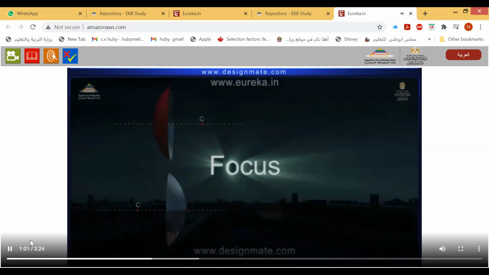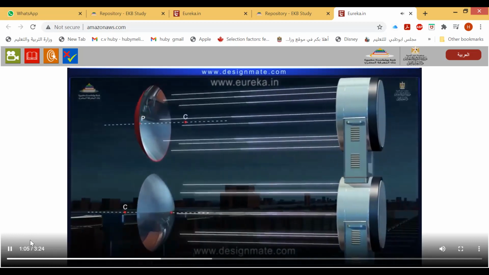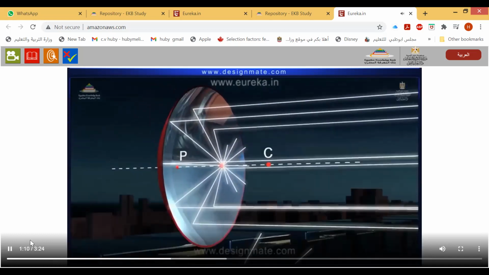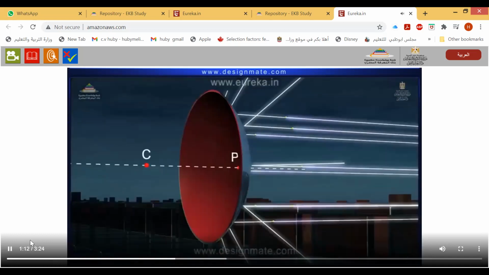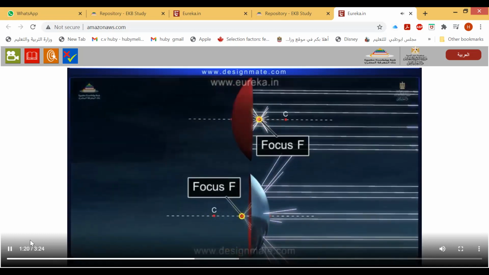Focus. The rays of light parallel to the principal axis of a curved mirror after reflection meet at a point on the principal axis in a concave mirror, or appear to meet at a point on the principal axis in a convex mirror. This point is called the focus F of the curved mirror.